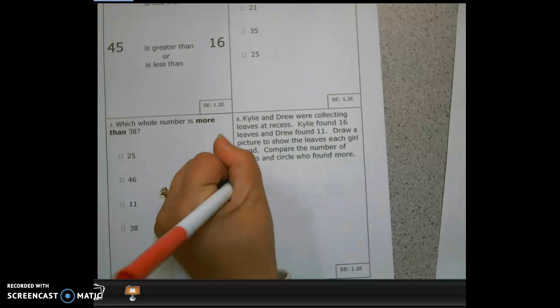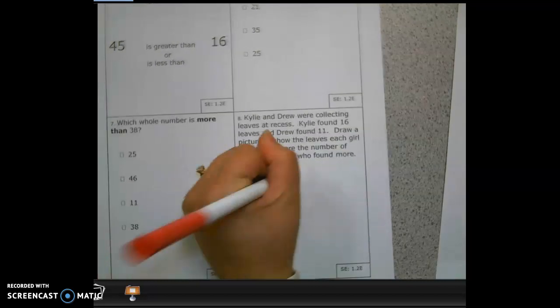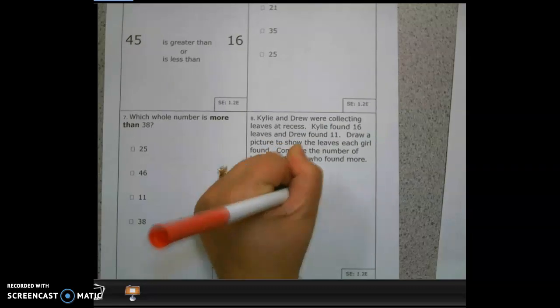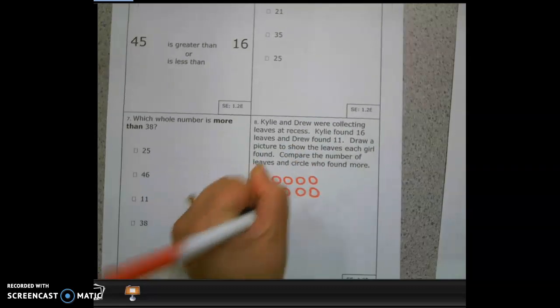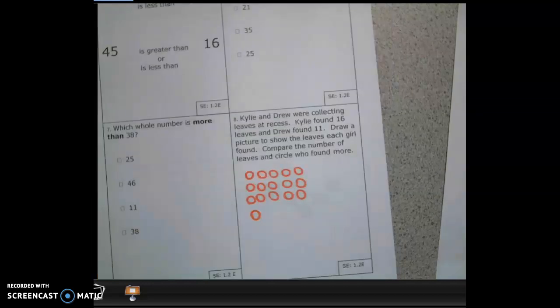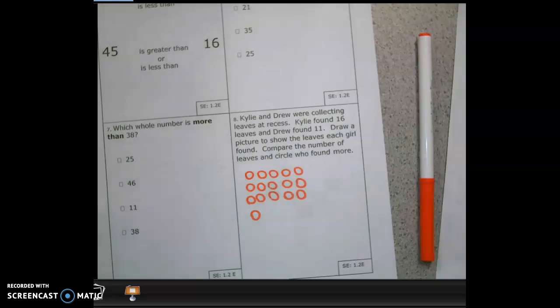16. 1, 2, 3, 4, 5, 6, 7, 8, 9, 10, 11, 12, 13, 14, 15, 16. Uh-oh. I want to make sure I'm not mixing up Kylie and Drew, so I'm going to change colors. Do you have to do that? No. Can it help you? Yes, that's a strategy you could use at home.